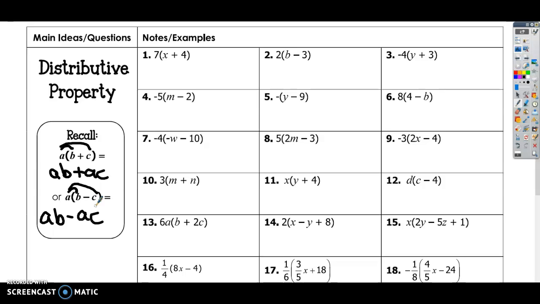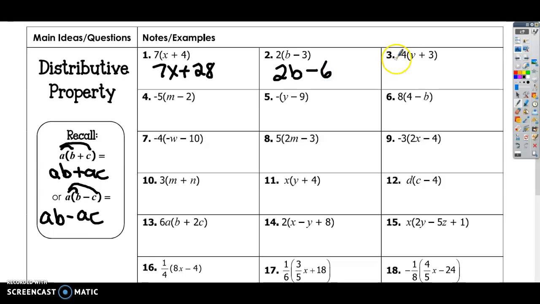So let's get started. Example 1 says 7 times x, and then 7 times 4. And that's it. Distributive property, you multiply the number on the outside times both parts on the inside. And then don't forget your sign as well. Number 2, you've got 2 times b, which is 2b, and 2 times negative 3.